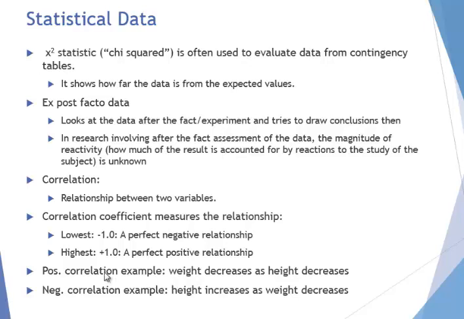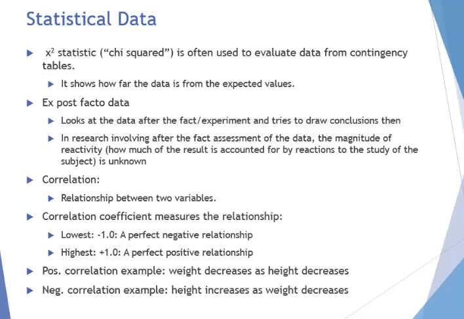A positive correlation example: weight decreases as height decreases. Generally speaking, obviously it doesn't always work this way. You have short people who are fat and you have tall people who are skinny, but by and large, people who are taller tend to weigh more, not because they're fatter, but just because they have more body mass. And so weight decreases as height decreases, whereas a negative correlation example would be height increases as weight decreases. Now, obviously, in this case, the positive correlation is true, and the negative correlation is not true. But either way, that would just be an example.